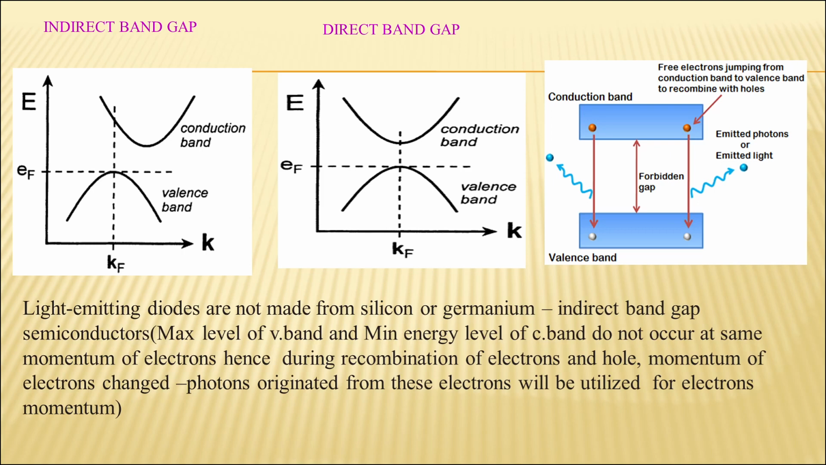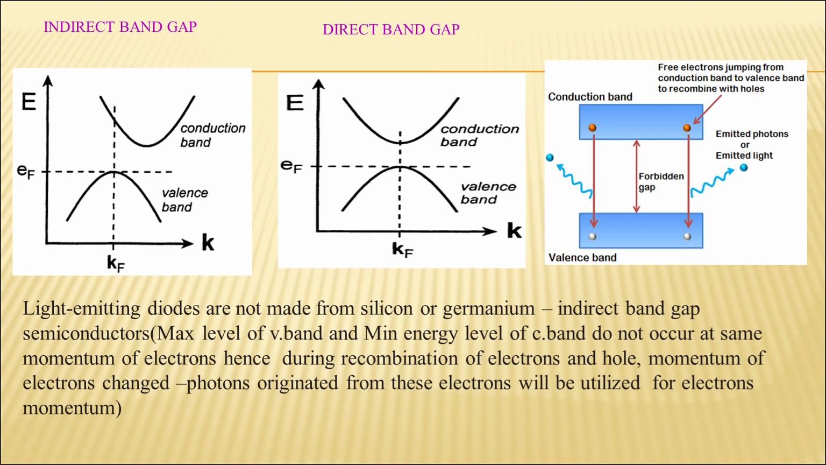But in the case of a direct band gap, the maximum level of the valence band and the minimum energy level of the conduction band occur at the same momentum of electrons. Hence, during recombination of electrons and holes, the momentum of electrons need not change, so the photons can be emitted. The second figure indicates the direct band gap.